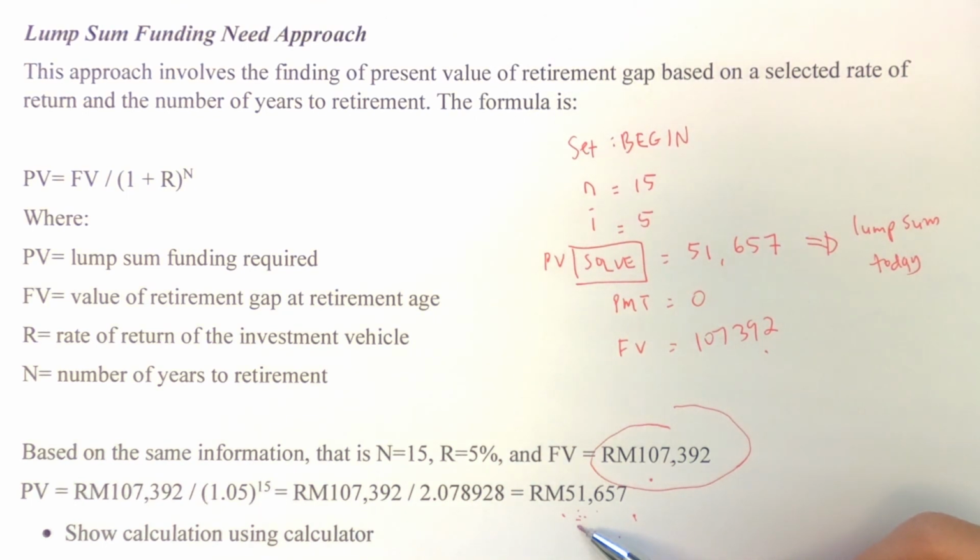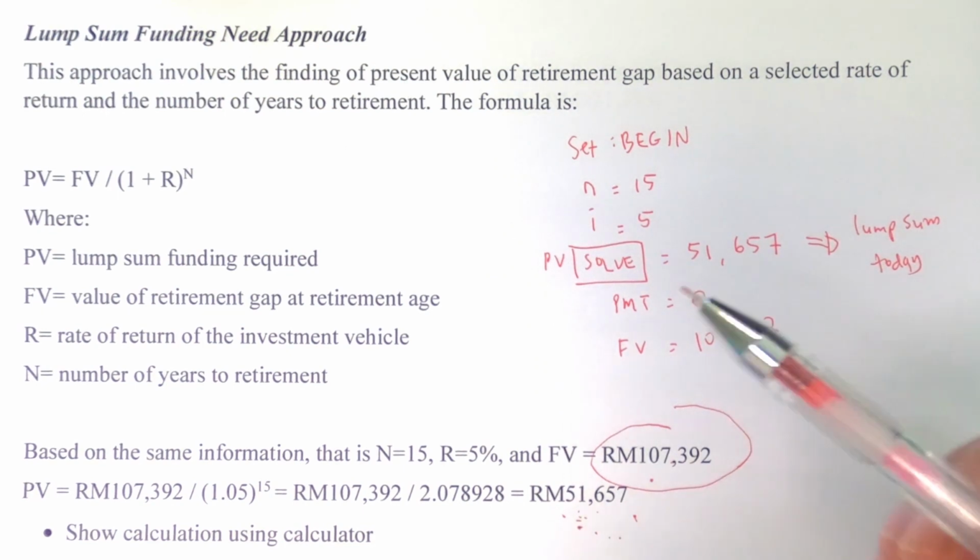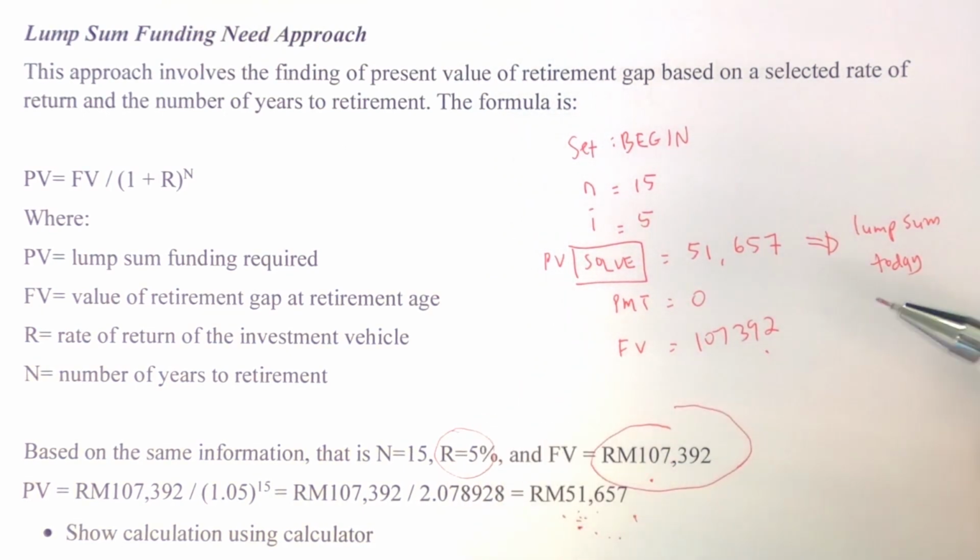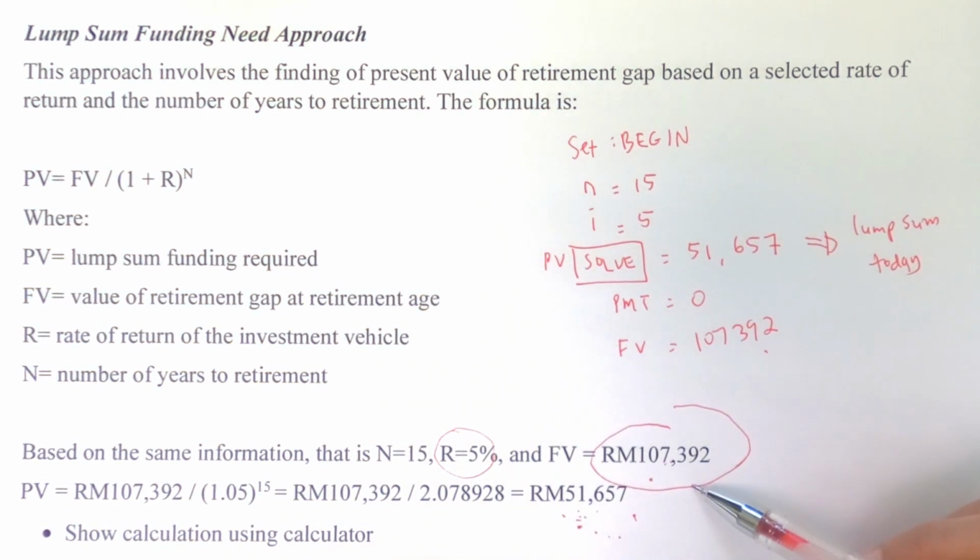So in that particular case, if the client is able to raise this amount now, and that money will be invested in an instrument which will bring a rate of return of 5%, then in the next 15 years we can obviously cover this 107,392 shortfall by the end, or once they reach the retirement age.